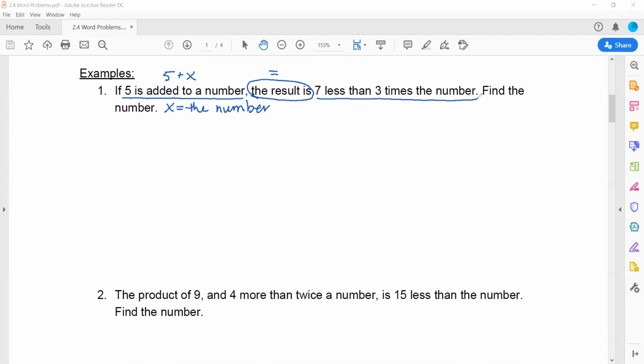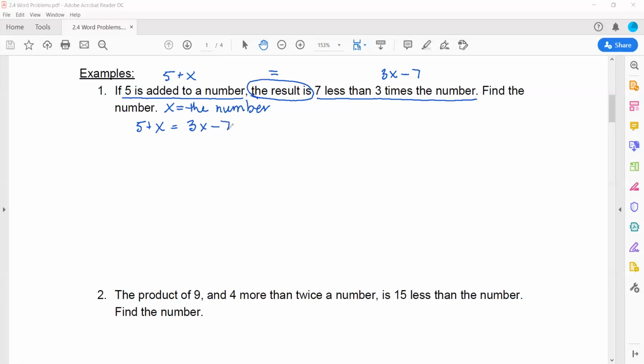So think multiplication comes first. So 3 times the number is 3x. And we want 7 less than that. So if this were 10 and we wanted 7 less than 10, we would have to subtract 7 from 10. So now we're going to take 3x and subtract 7. And now we have our equation. We have 5 plus x equals 3x minus 7.